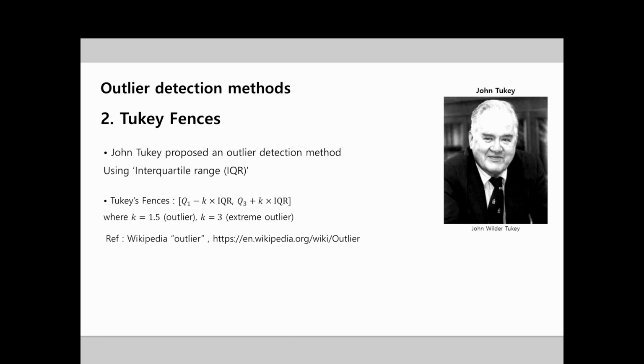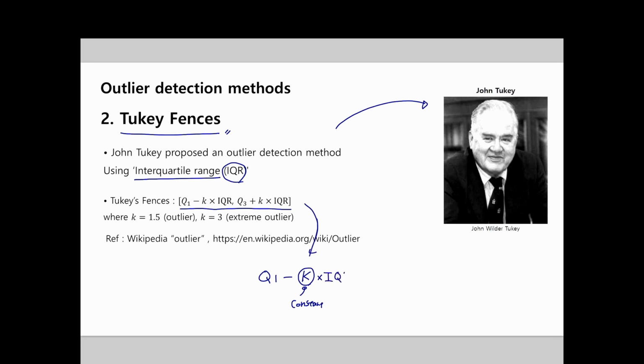Okay, the second method to detect outliers is Tukey's fences. This is a method proposed by the statistician John Tukey to find outliers using the interquartile range, for short IQR. At this time, the outlier boundary is like this. That is Q1 minus K, where K is a constant, multiplied by IQR, comma, Q3 plus K multiplied by IQR. Okay, this is the outlier boundary using Tukey's fences.